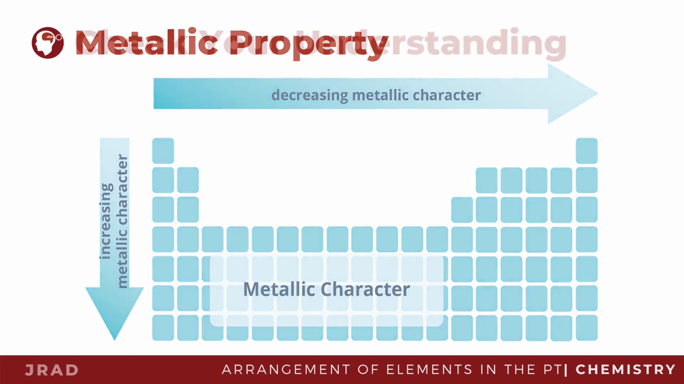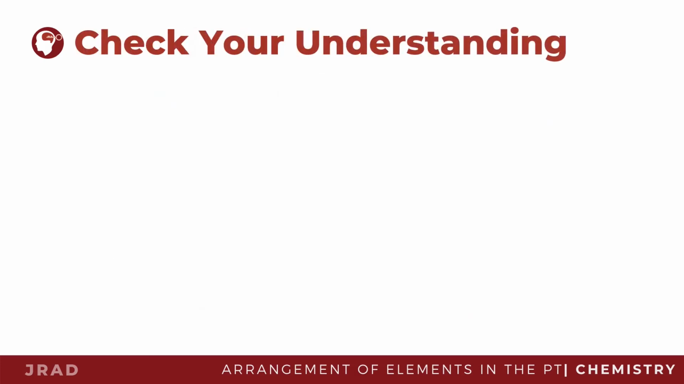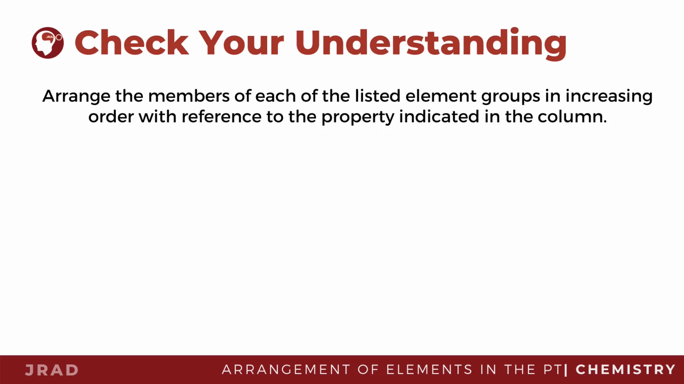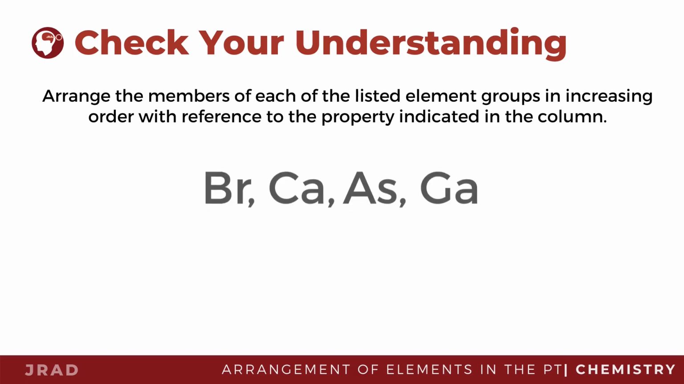The periodic table will help us in predicting the properties of elements that are not directly visible, such as atomic radius, ionization energy, electron affinity, electronegativity, and metallic and non-metallic properties. Now, let's check your understanding. Arrange the numbers of each of the listed element groups in increasing order with reference to the property indicated in each column.